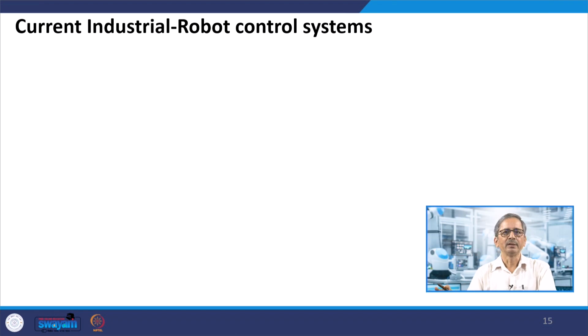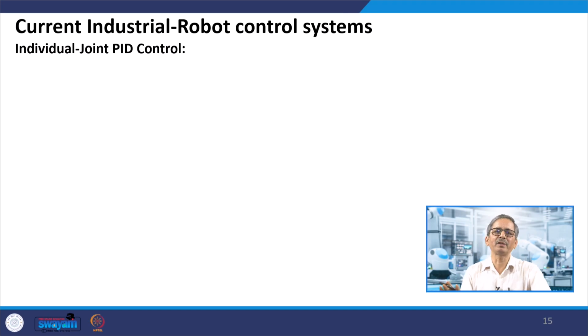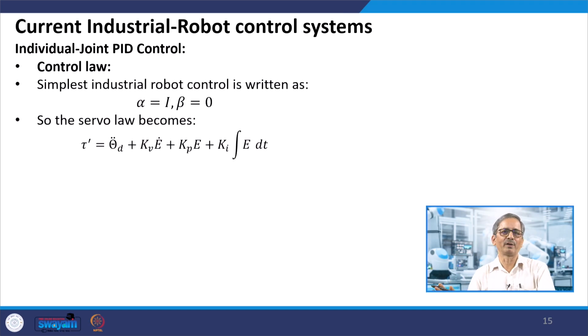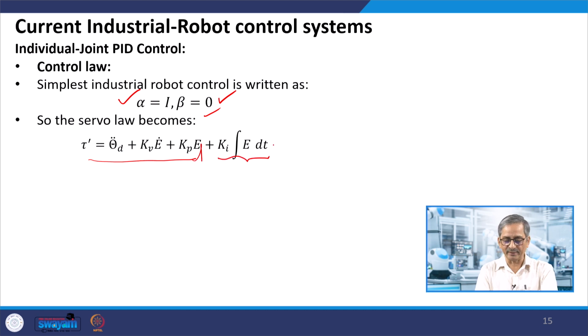Okay, so here the individual joint PID control. In this one we can have the alpha value as I and beta value as 0. So the servo control law becomes this one. Okay, we have seen this form already. This is the integration of the error term that I am adding over here, where Ki is the integral gain basically. So this becomes the servo law.